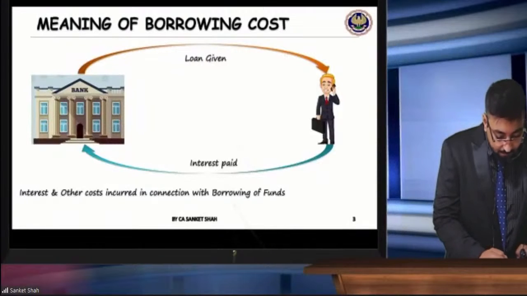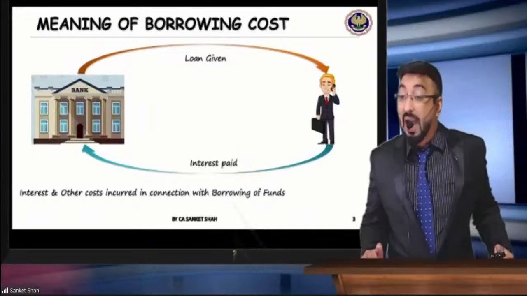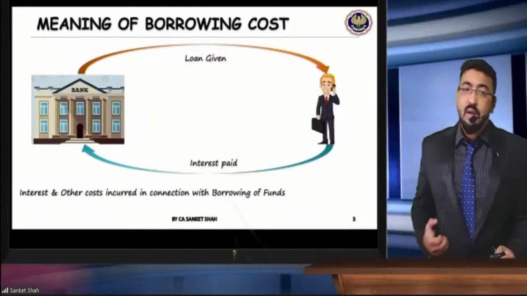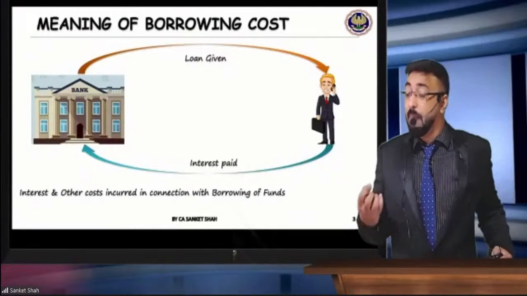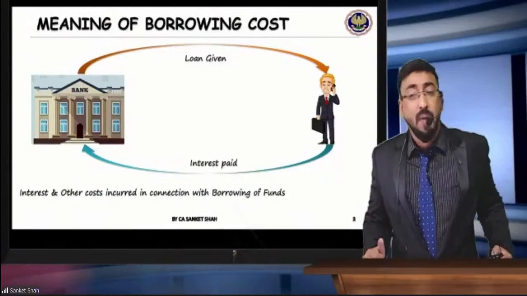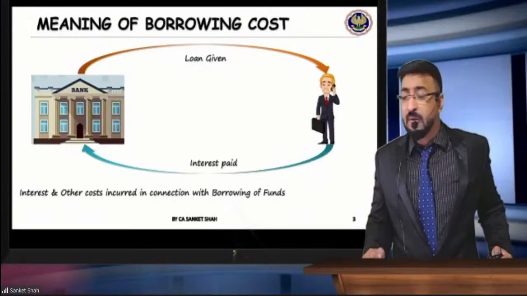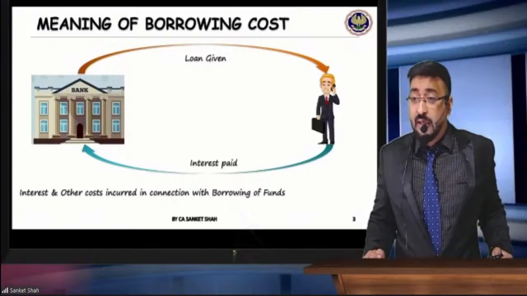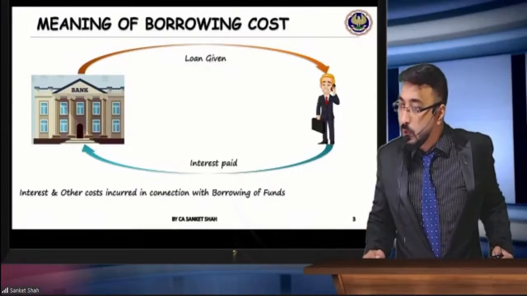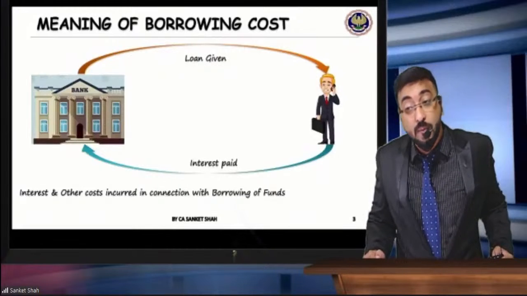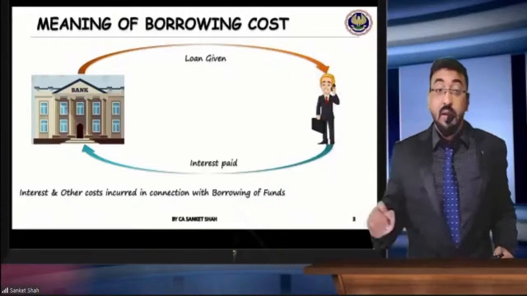So beta, here interest is added in the asset. So is only interest added? Can you tell me, suppose the asset is financed by equity or by preference share capital, in that case, whatever dividend is paid is added to the asset? So beta, definitely not. Remember, write down this in your notebook.